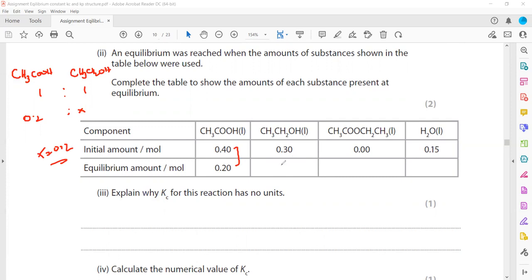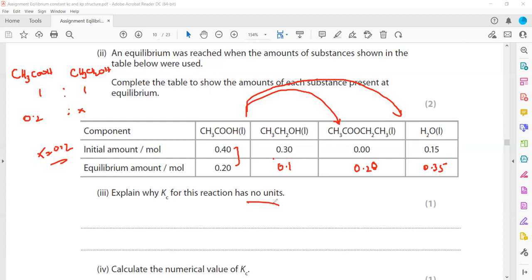But what we write here is how many moles are left. So these are the original moles minus the reacted. So 0.3 minus 0.2. How many moles are left at equilibrium? 0.1. Same thing, the ratio between them is 1:1, so 0.2 moles will be produced and originally it's 0. So 0 plus 0.2 gives 0.2. Then we take the 1:1 ratio again, so the same number of moles, 0.20, will be produced and already we have 0.15. So 0.15 plus 0.20 will be 0.35. So these are the moles at equilibrium: 0.2, 0.1, 0.20 and 0.35.